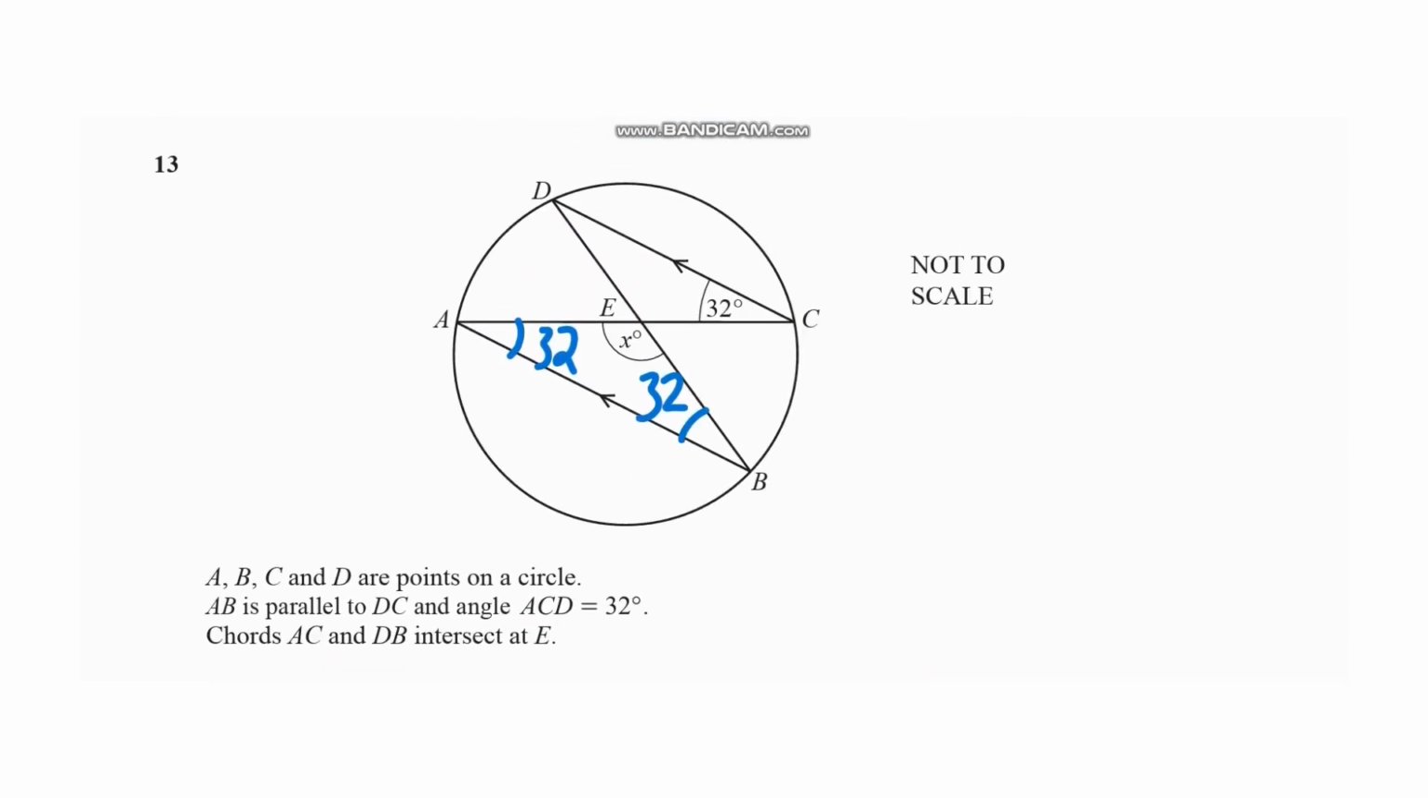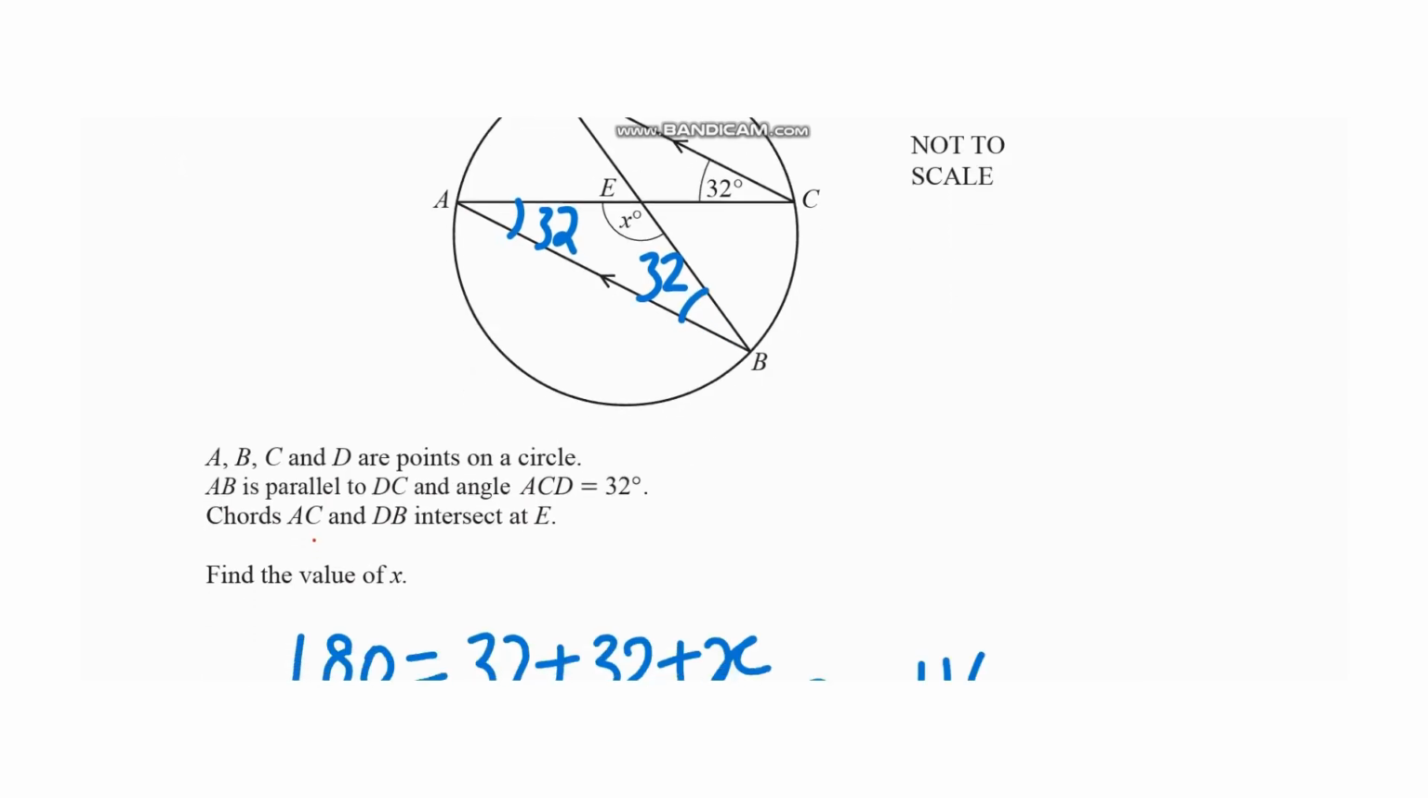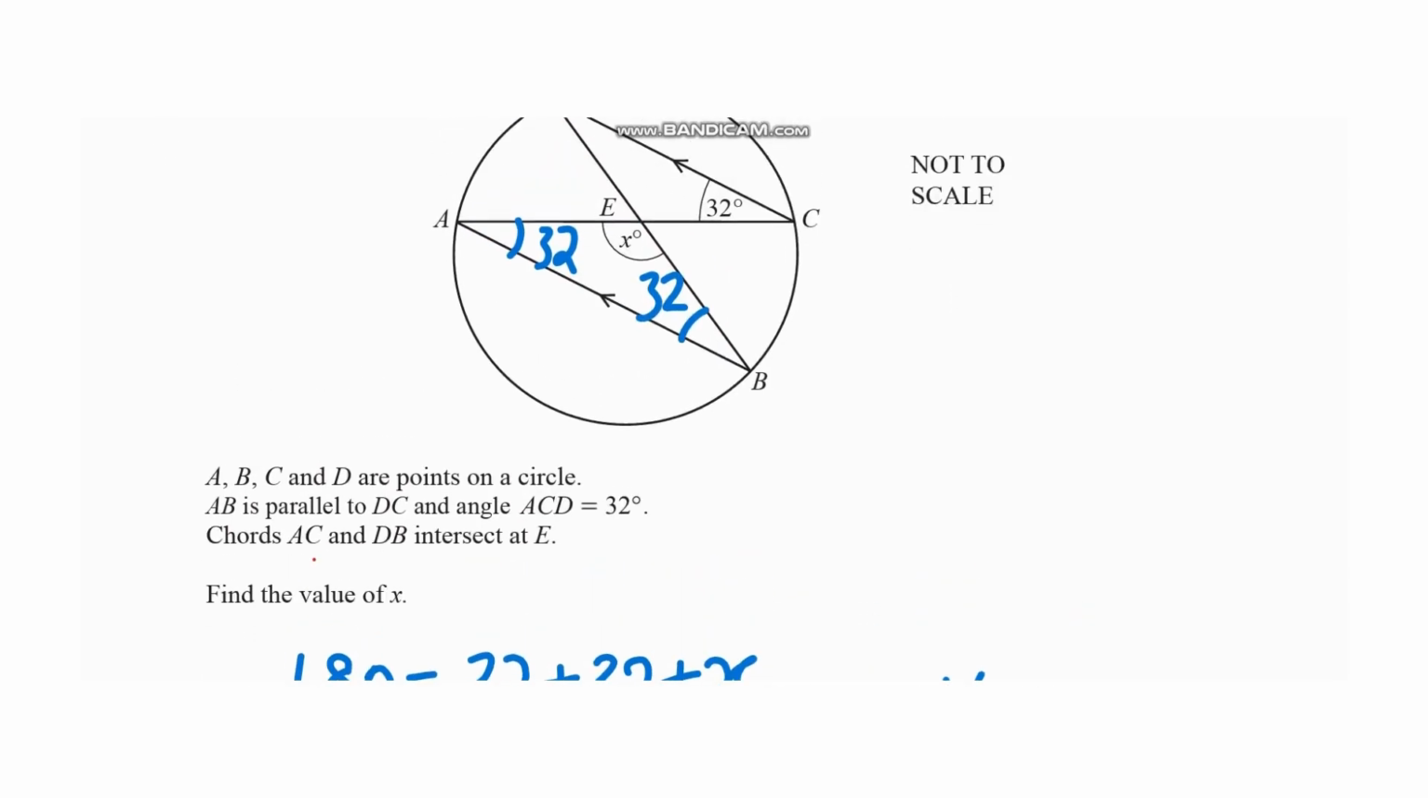Question 13 states: A, B, C, D are points on a circle. AB is parallel to DC and angle ACD is 32 degrees. Chords AC and DB intersect at E. Find the value of x. So first we have the value of 33. The angle over here is the same as the angle over here, so it's parallel.